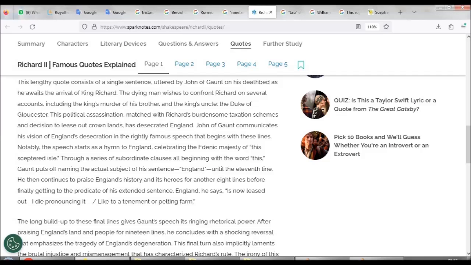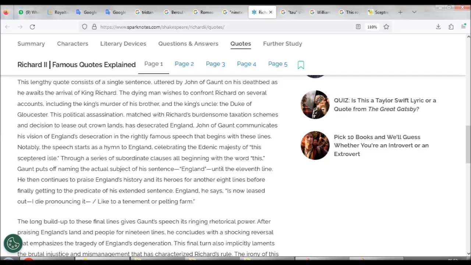Because it's going on, as you can see. It's a long story, and many people think this is the history of England. People believe it. The long build-up to these final lines gives, in the final paragraph about John of Gaunt, the Duke of Lancaster, his speech its ringing rhetorical power. After praising England's land and people for 19 lines, he concludes with a shocking reversal, emphasizing the tragedy of England's degeneration.